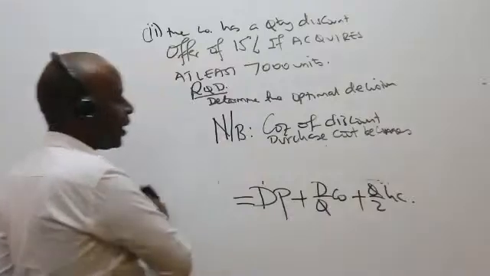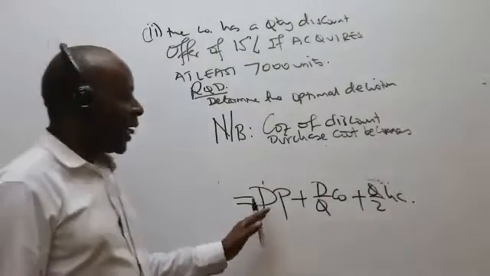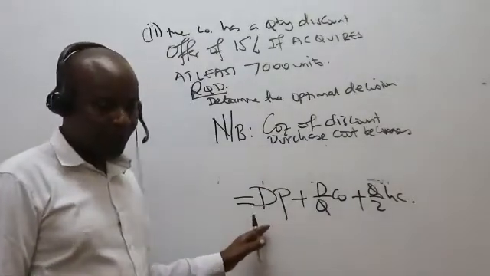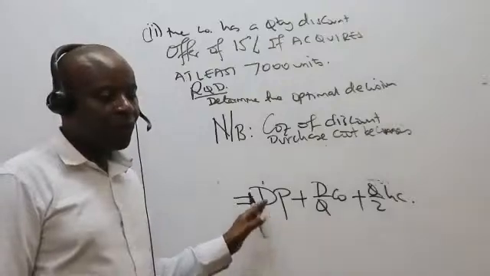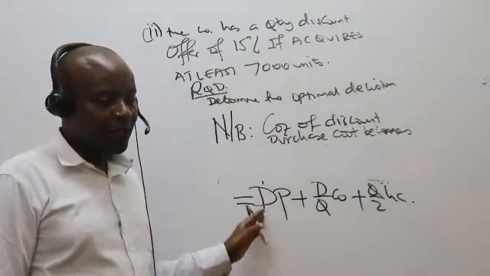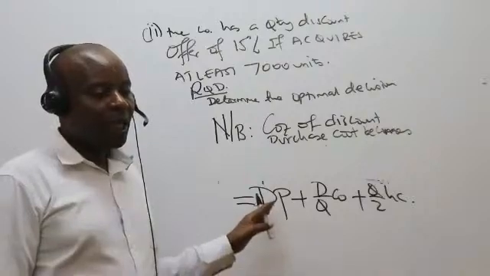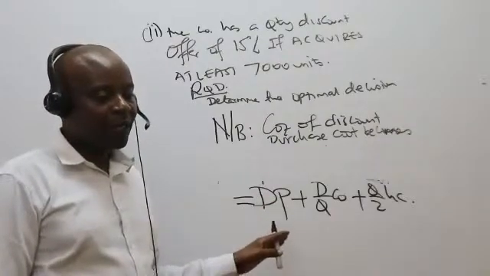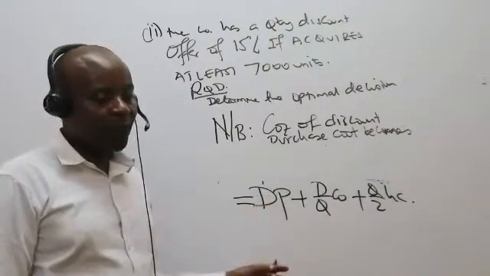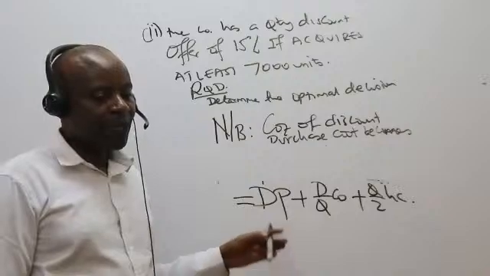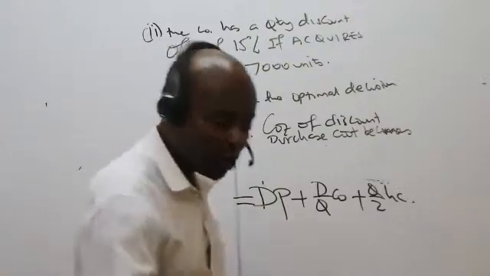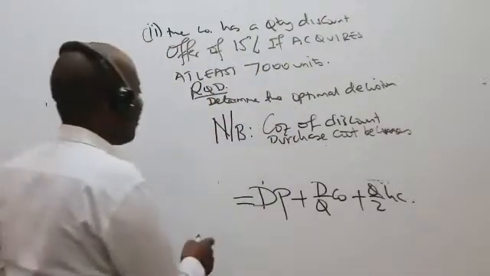Please write there that D is the annual demand, and P is price per unit.